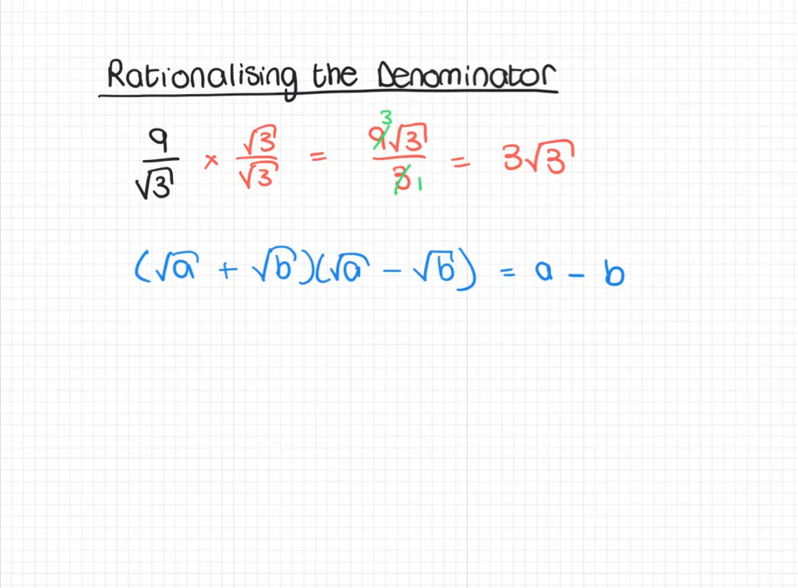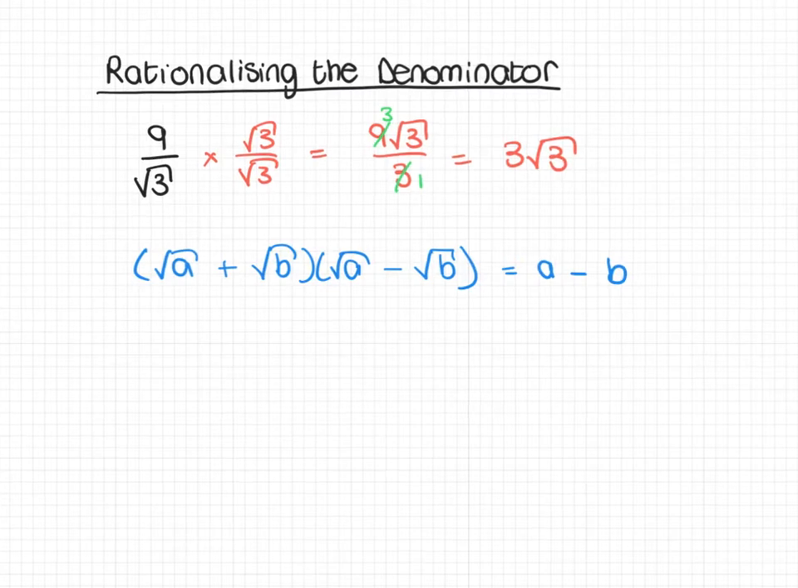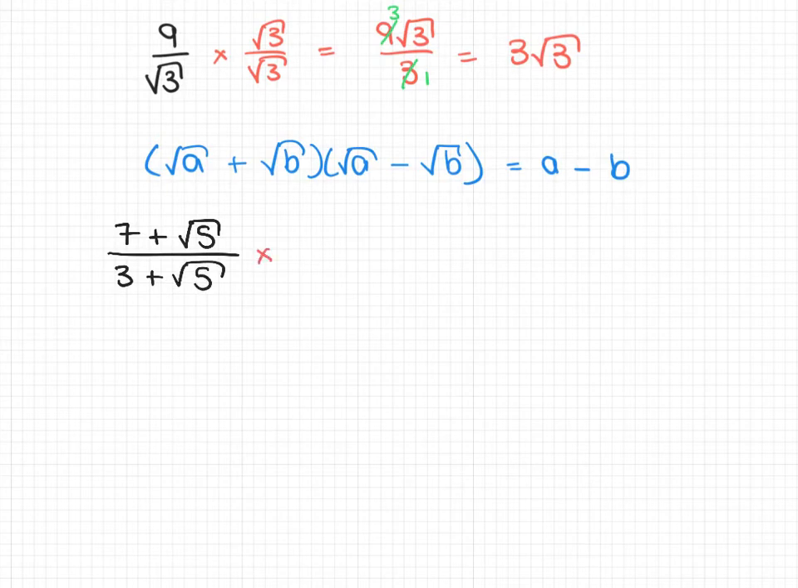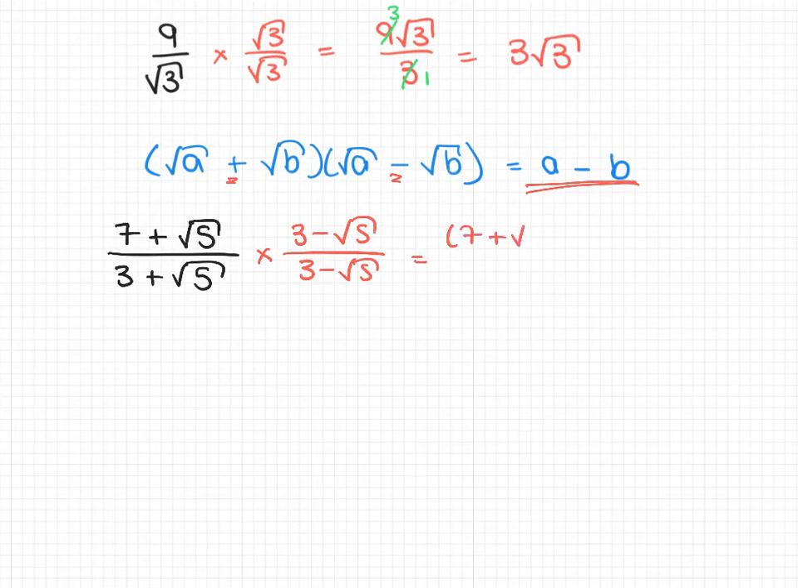So if we want to use that rule, if I had something like 7 plus root 5 on the top and 3 plus root 5 on the bottom, if I wanted to rationalize the denominator, I want to times the bottom by here. If one's a plus, one's a minus, we can see that we're getting an answer here with no surd in it. So I'm going to multiply by 3 minus root 5 on the top and 3 minus root 5 on the bottom. So the top line will become 7 plus root 5 times 3 minus root 5.